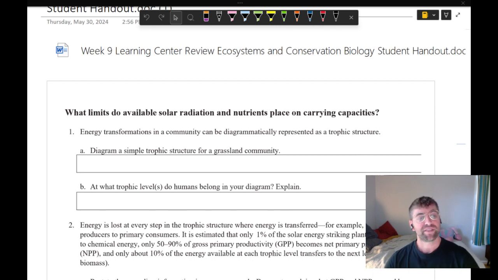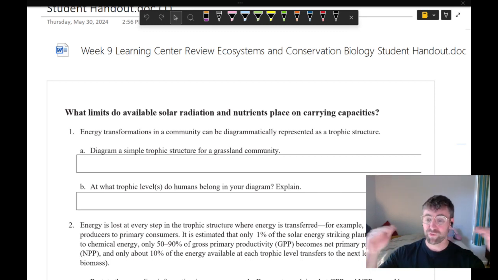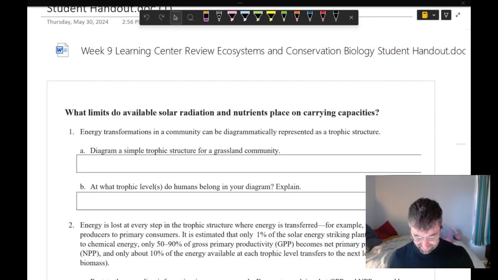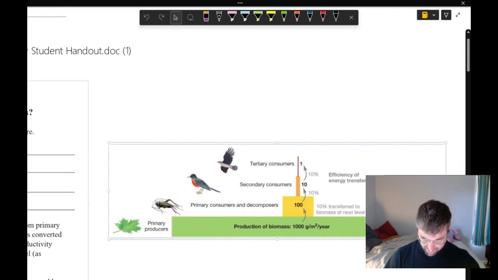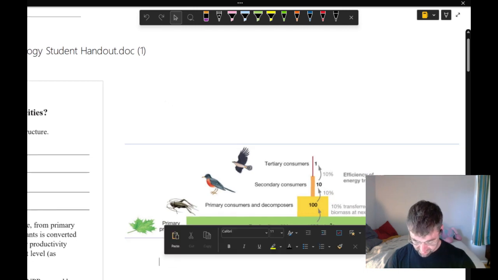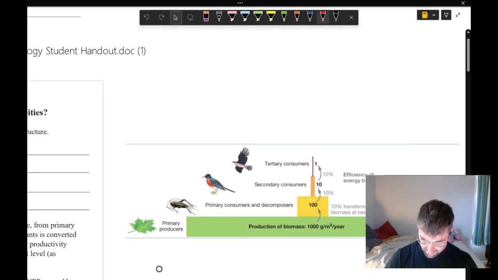energy transformations in a community can be diagrammatically represented as a trophic structure. Diagrammatically, make a diagram. Trophic structure is simply your arrangement of who's consuming who. All right. So diagram a simple trophic structure for a grassland community. I have already pulled in this graphic, and we can simply annotate this one.